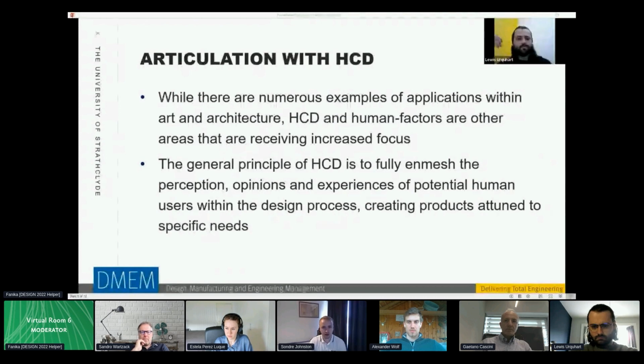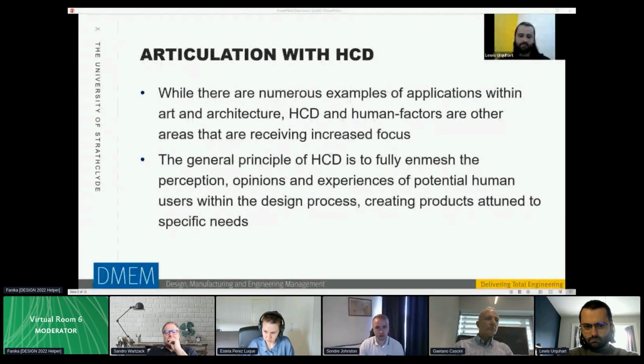So while there are numerous examples of applications within art and architecture, as I've just shown, HCD and human factors are other areas that are receiving renewed attention. So in general, the principle of HCD is to fully enmesh perception, opinions, and experiences of potential human users within the design process, and creating products that are attuned to specific needs and specific contexts.